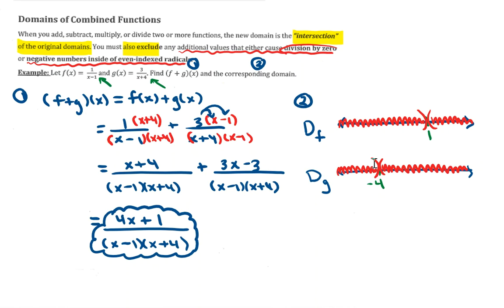So just to recap, for the domain of the function f, x cannot equal 1. That creates division by 0. And so here's a visual of that fact. For the function g, x cannot equal -4. And we have the corresponding visual for that. The last thing I'd like to draw up here is a number line representing the domain of the combined function f plus g. And the notation I'll use for that is capital D subscript f plus g.